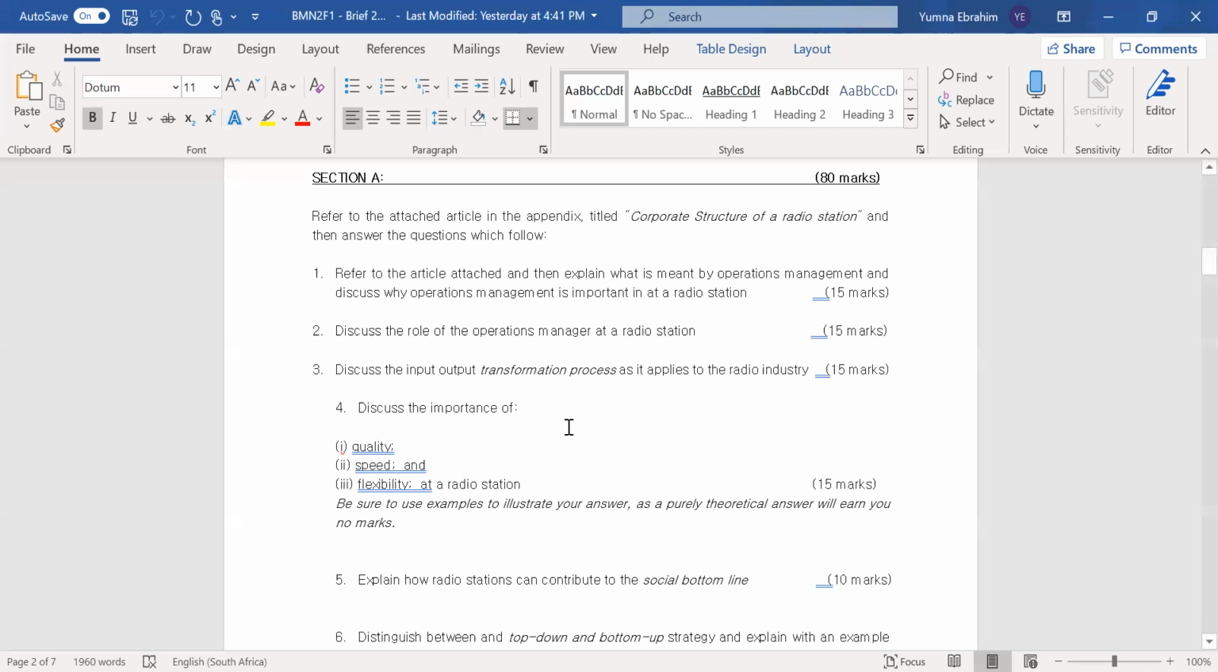Now we get into a little bit of hard theory. The textbook discusses the input-output or transformation process. Just give me a second to open the page in my textbook.